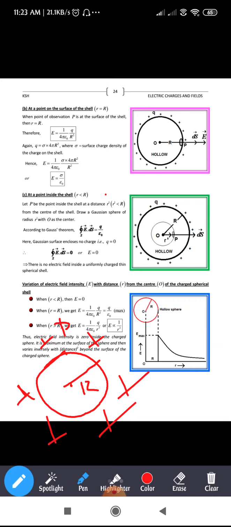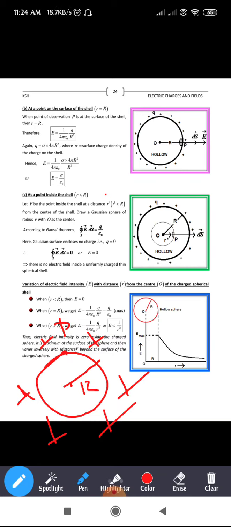So where is the point P situated? It is on the surface of this spherical shell whose radius is equal to capital R. Now I need to calculate the electric field at point P, so I need to draw a Gaussian surface on that spherical shell itself. It will not be visible, right? So even if I draw the Gaussian surface on that spherical shell itself, you need to assume it like that.